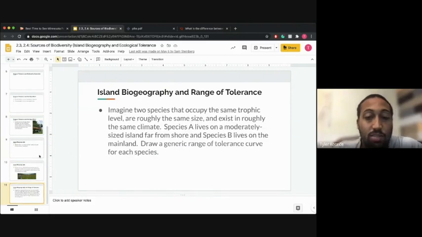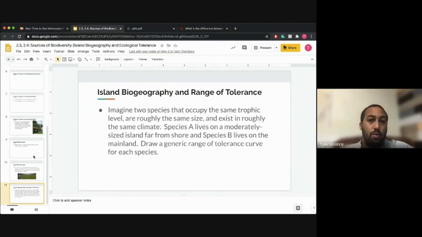And the last one was: imagine two species that occupy the same trophic level, are roughly the same size, and exist in roughly the same climate. Species A lives on a moderately sized island far away from shore, and species B lives on the mainland. Draw a generic range of tolerance for each of these species.